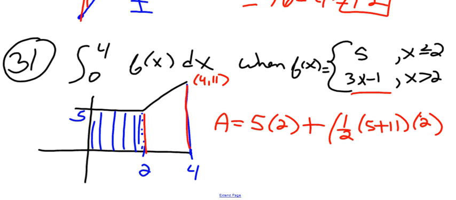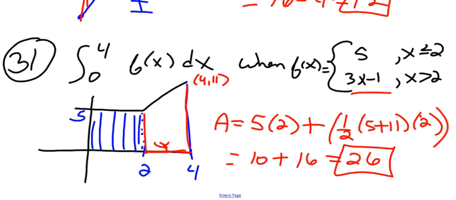This is a trapezoid on its side. This is my height here for h. And then I'm going to go ahead and calculate. I get 10 plus 16, and it equals 26 for the area.